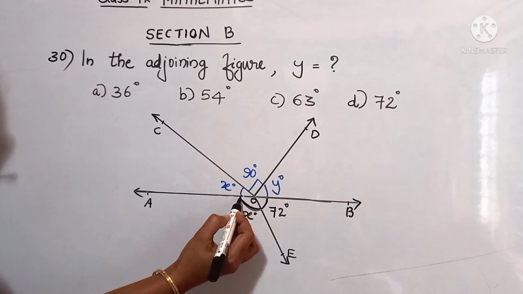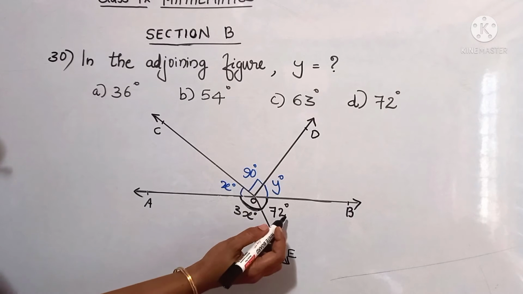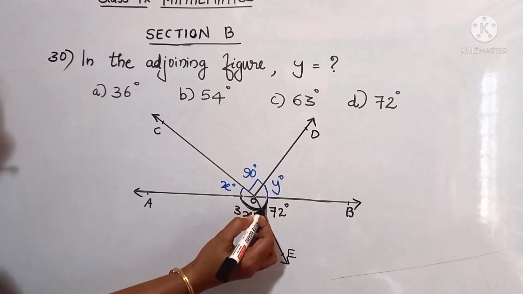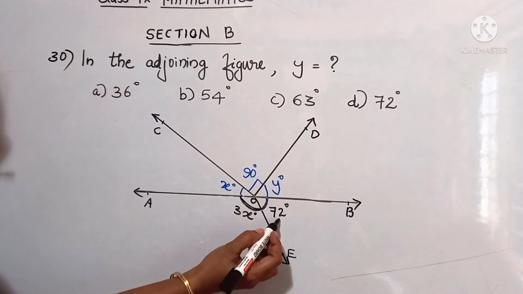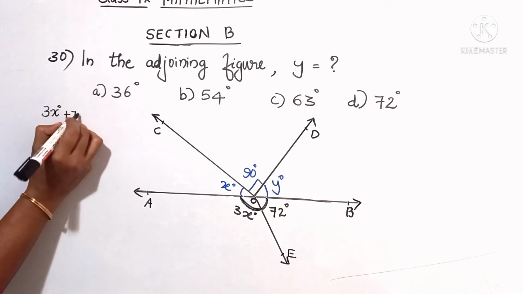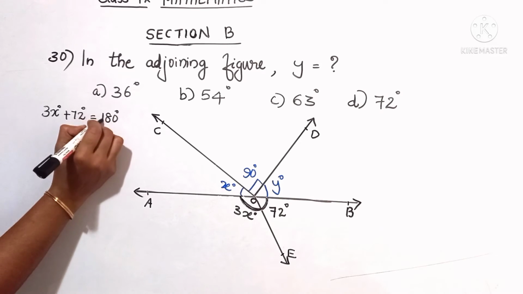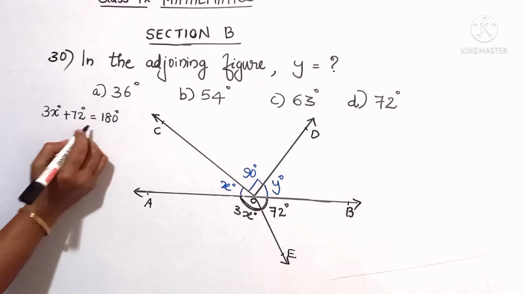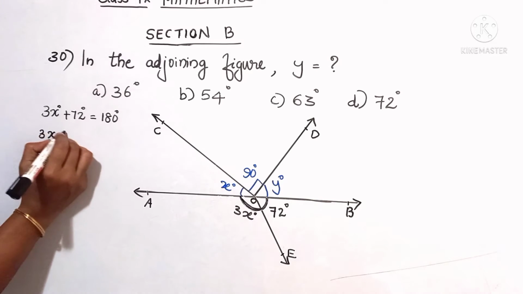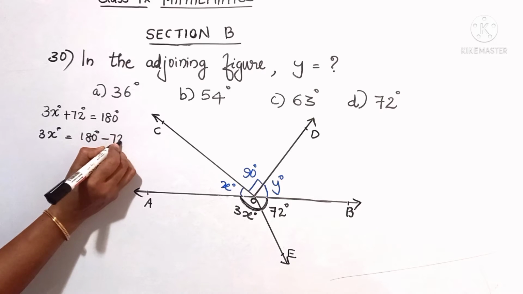Here half, that means a 180 degree angle. So the half turn is here 3x plus 72. Linear pair and also straight angle. Here you can see the straight angle, linear pair 72 and 3x. So we know 3x degree plus 72 degree is equal to, straight angle is 180 degree, or that linear pair is 180 degree. So here we can find that 3x degree is equal to 180 degree minus 72 degree.